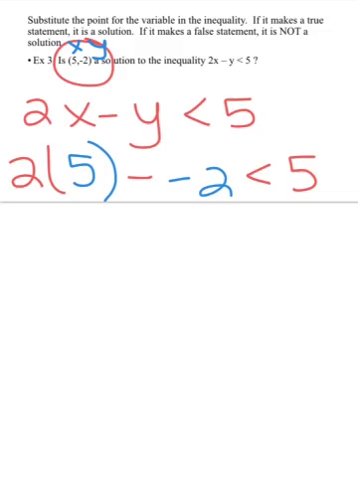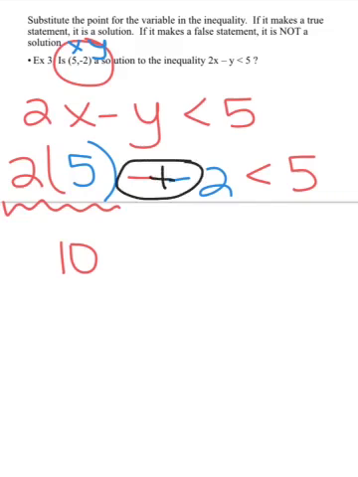If I PEMDAS this out and the left side is less than 5, then yes, this is an answer. If I get a number that's bigger or equal to 5, I'd have to say no. So PEMDAS, you'll multiply first. 2 times 5 is 10. Two negatives here really make a plus. So we'll have 10 plus 2 is less than 5.